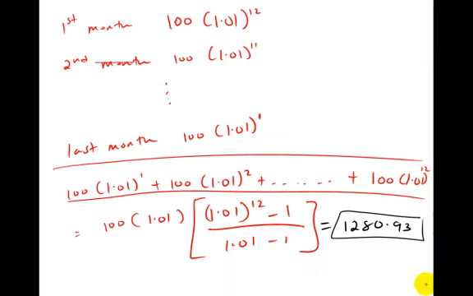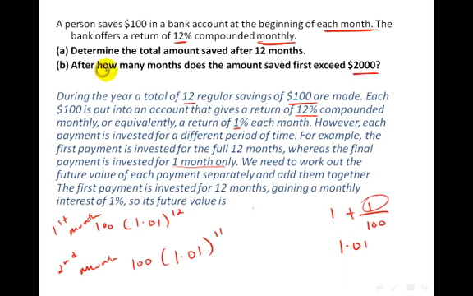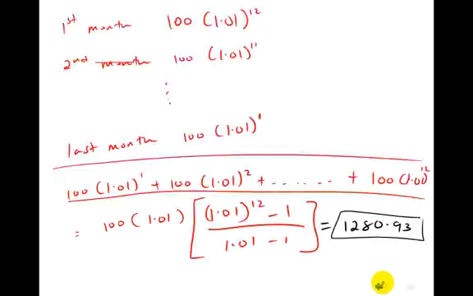Let's see what B is asking me. After how many months does the amount saved exceed $2,000? So here I'm still investing with the same ratio, which is 1.01. This is the last month and it will continue this way.